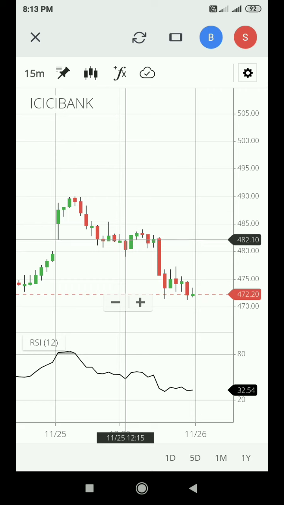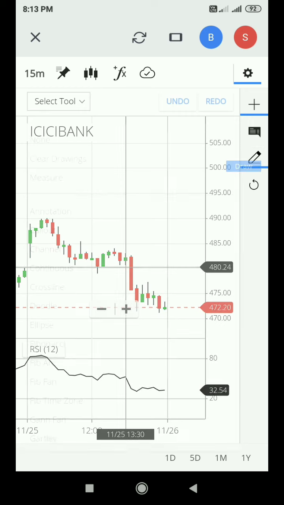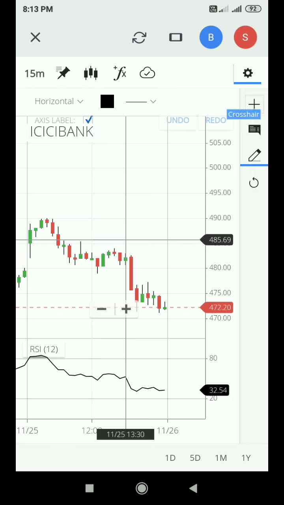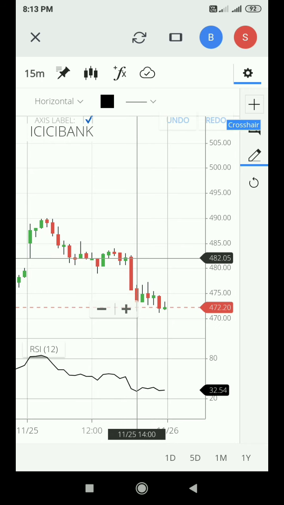Now I will show the entry and exit points clearly with horizontal line drawing. Just a second, I am selecting the tool, and yes, I have selected the tool. After that, this is the exit point and this is the entry point.